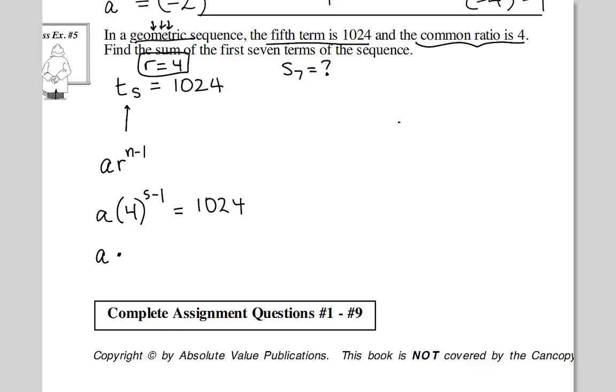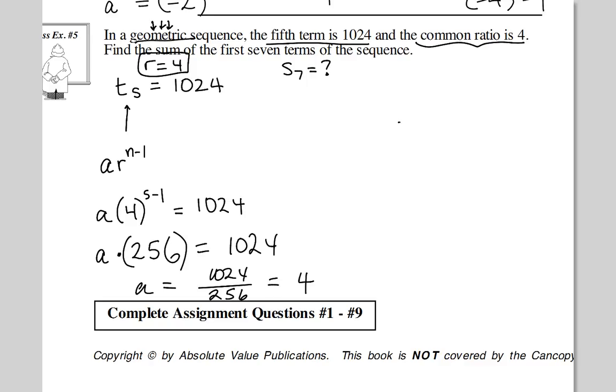Okay, so what's 4 to the 4? 256. And over here is 1024. So something times 256 is 1024. Just divide it out. 1024 divided by 256. And you get A is, so okay, that's a lot of 4s. A is 4 and R is 4. That's just random. That didn't happen for any reason. The fact that they're both 4s is just random.